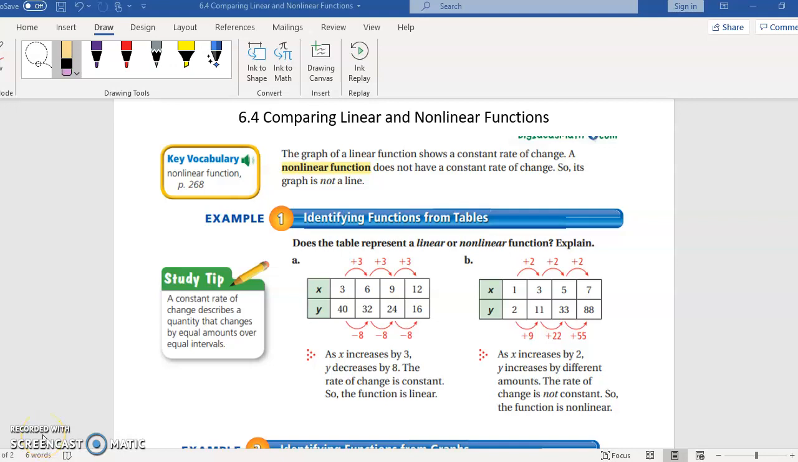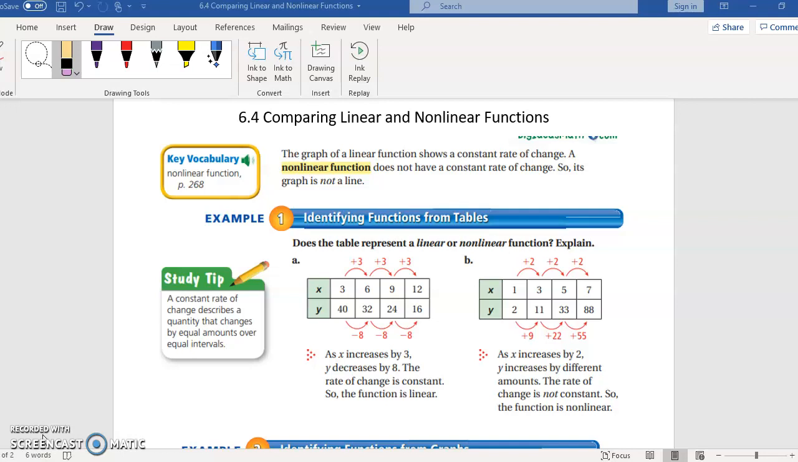All right, this section is 6.4, and we are going to be comparing linear and nonlinear functions. So the graph of a linear function shows a constant rate of change. That means it's going to be a straight line. A nonlinear function does not have a constant rate, so its graph is not a line.